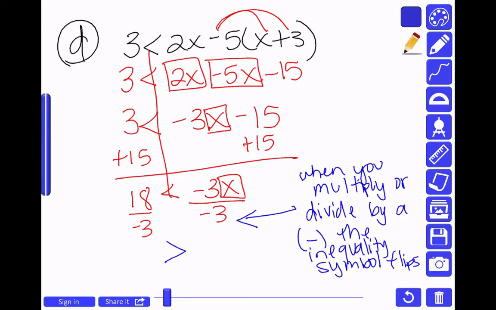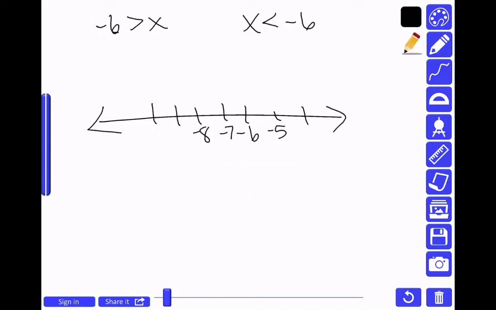So now I have negative 3 divided by negative 3 is 1, so this is x. 18 divided by negative 3 is negative 6. So negative 6 is greater than x, which is the same as x is less than negative 6. So if I were to graph this, again, these are the same thing. x is less than negative 6. I'm going to have an open circle at negative 6, and my solutions are to the left because that is less than.